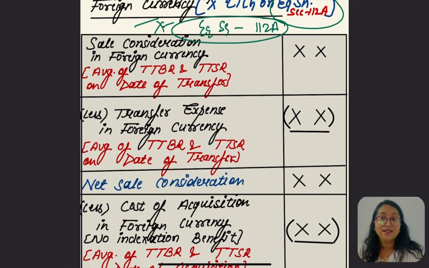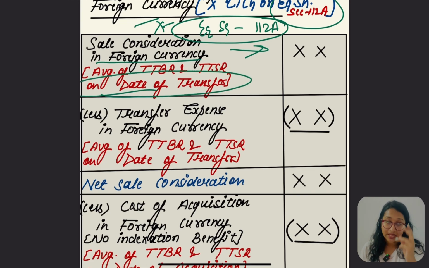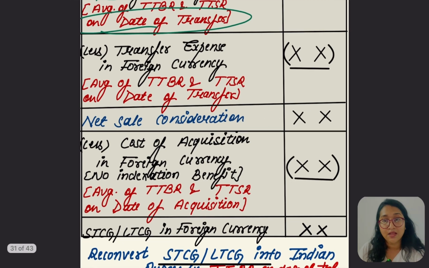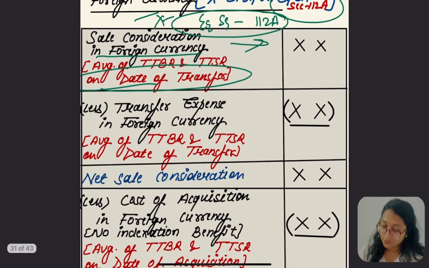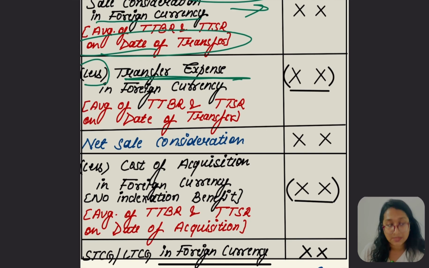So let's check. Sale consideration in foreign currency is to be taken, but the average of TTBR and TTSR on the date of transfer. Sale consideration less the transfer expenses, right? Then we'll again deduct cost of acquisition, improvement and all. So let's check whether we are doing the same in this case or not. First of all, sale consideration is going to be the same, but the average of TTBR and TTSR on the date of transfer is going to be taken, from which we have to deduct transfer expenses. Again, the average of TTBR, TTSR is to be taken.